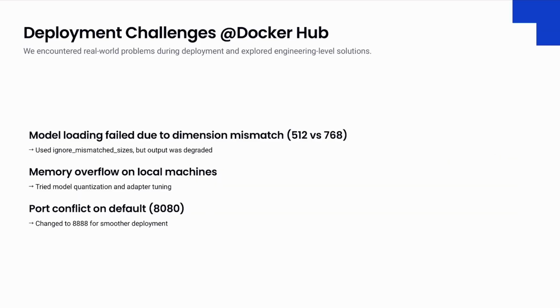While deploying with Docker, we ran into several real-world engineering issues. First, our model failed to load properly due to a hidden dimension mismatch between the pre-trained weights and the model architecture. We tried using ignore_mismatched_sizes, but it still degraded the output quality. We also experienced memory overflow on our local machine, so we explored quantization and considered adapter tuning. Finally, we ran into a port conflict on the default port 8080, which was resolved by switching to 8888.